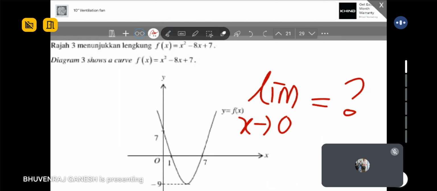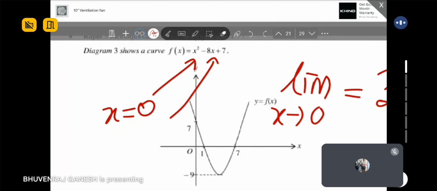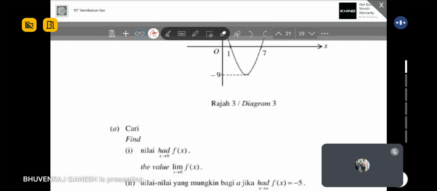So how to get 7? Basically you just substitute x equal to 0 inside your equation. Press calculator. So that's why the answer is 7. Jawapan dia 7. Okay? Alright.